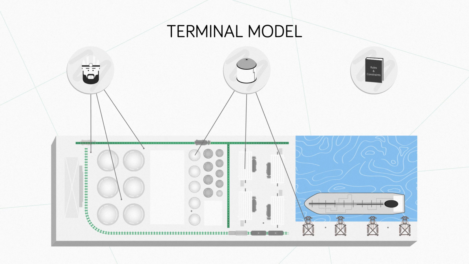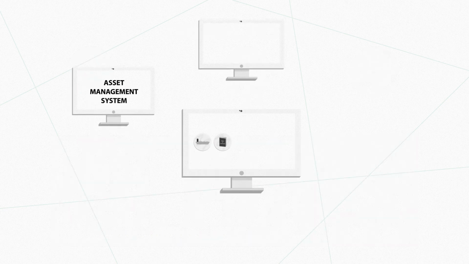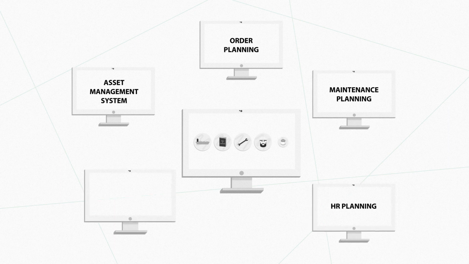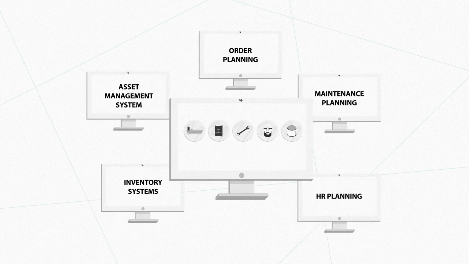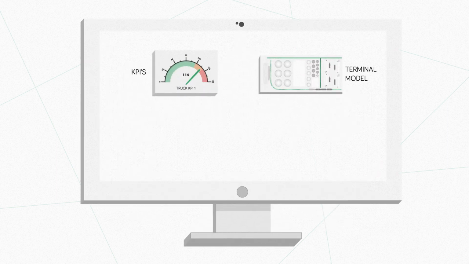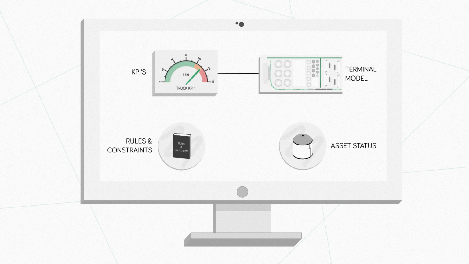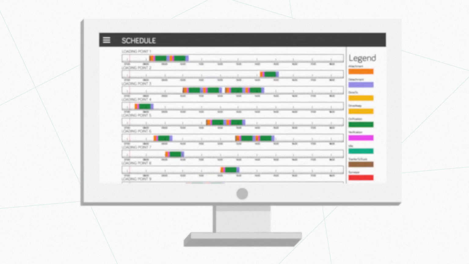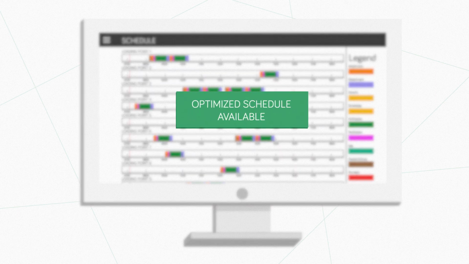To feed this model with operational data and thus to create a real-time image of the terminal, a wide range of systems can be connected. With all the available information, KPIs, the terminal model, the real-time asset status, and the rules and constraints, the software system is now able to quickly calculate an optimized operational flow to handle all orders to be scheduled. It compares thousands of scenarios.